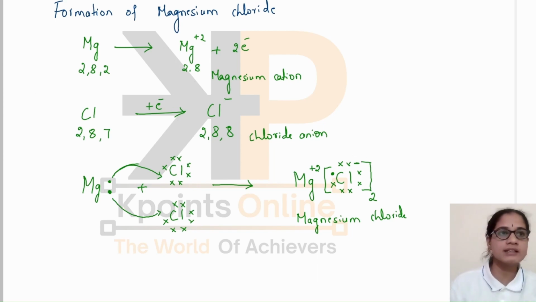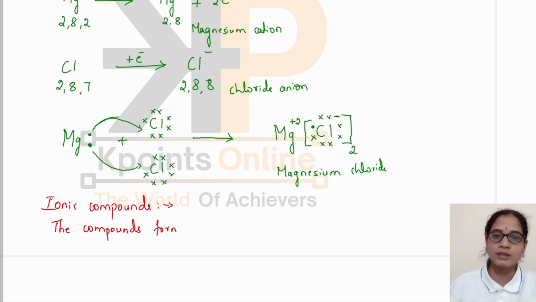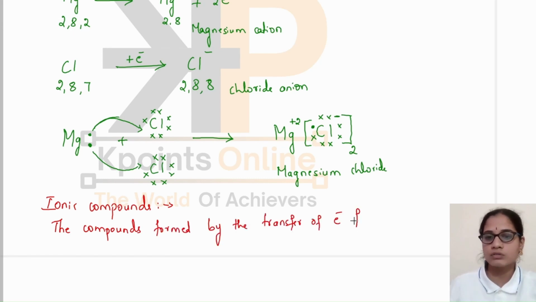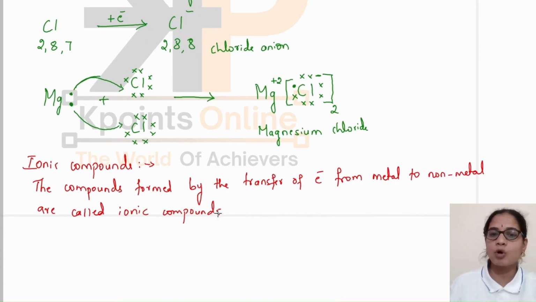So how do you define ionic compounds? The compounds formed by the transfer of electrons from metal to non-metal are called ionic compounds, and the bond formed between them is called an ionic bond. What is an ionic bond? The electrostatic force of attraction that holds together the cations and anions is called an ionic bond, and the compounds formed by the transfer of electrons from metal to non-metal are called ionic compounds.